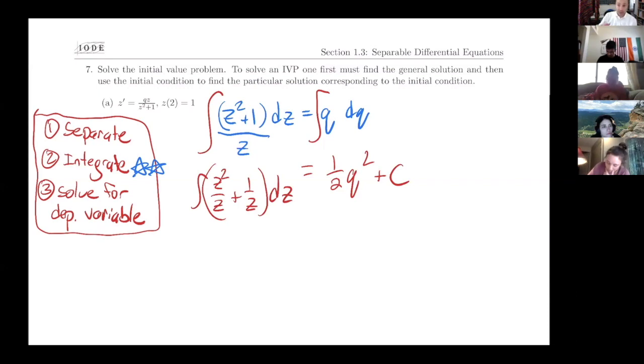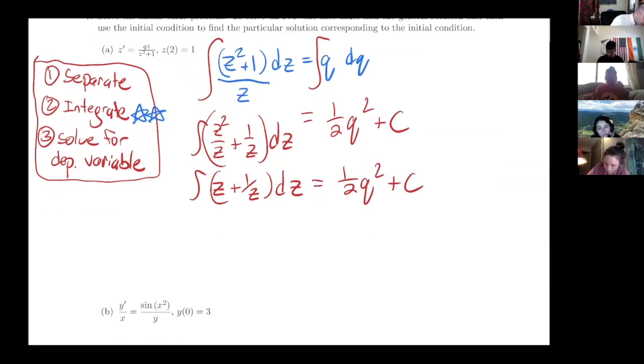Right, when the sum is on the bottom, we obviously need to be a little bit more careful. But here we can break up that sum. So this becomes the integral of z plus 1 over z dz. And then on the right side, we've got this 1/2 q squared plus c. And so here we've got 1/2 z squared. And here we have the natural log of the absolute value of z.